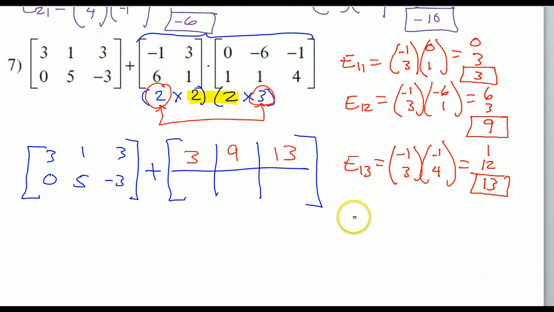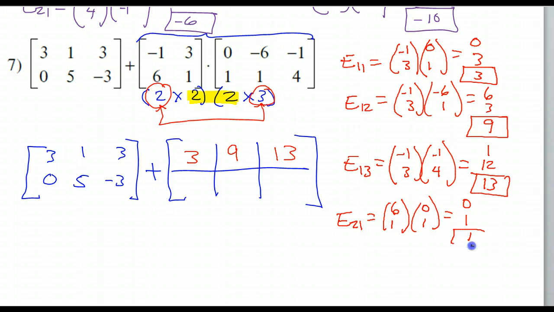Let's keep going. Next, I'm here. This is going to be element 2, 1, because this is in the second row. So that's 6, 1 is the second row. And it is in the first column. First column is 0, 1. That's going to give me 0 and 1, which is 1.